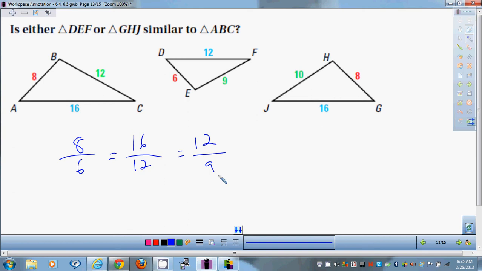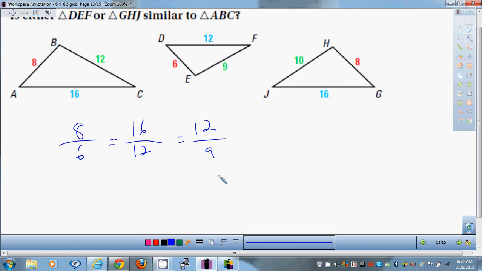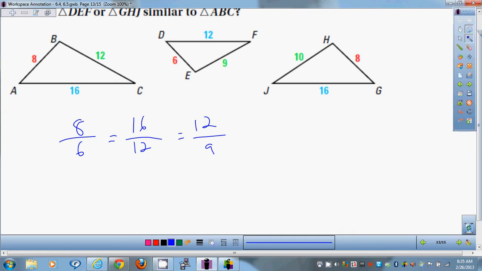Good. Do these all have the same scale factor? What does 8 over 6 reduce to? You can use your calculator. 4 over 3. What does 16 over 12 reduce to? 4 over 3. What does 12 over 9 reduce to? Are they similar? Yes, by side, side, side. That's what you have to do if you're going to use side, side, side.